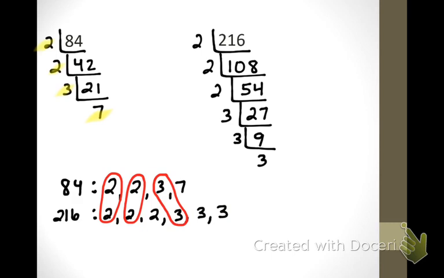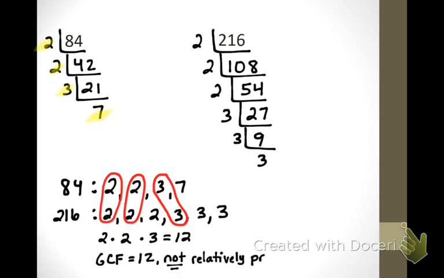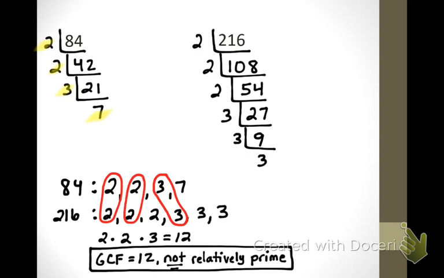Now, after we've circled the pairs, it says for each pair, write the number 1 time. So you're going to go ahead, the 2's become a 2, and you're going to multiply it by that other pair of 2's, which becomes another 2. And then those 3's become a 3, okay? Now the final step tells us to multiply those together. When we multiply those together, we get 12. So this is what you write: your GCF is 12. And is this relatively prime or not relatively prime? It is not relatively prime. Why not? Because numbers can go into it, like 6 times 2. There are numbers that go into it other than 1.